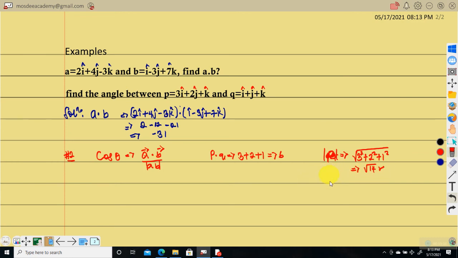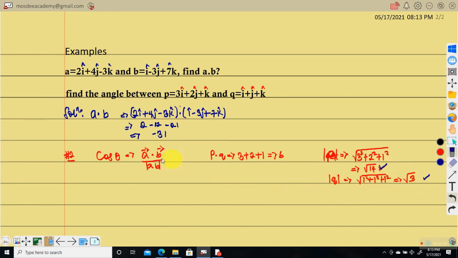We also do the same thing for the magnitude of Q, which we all know to be the square root of, and all the coefficients of that one are 1, 1, 1. We have square root of 1 squared plus 1 squared plus 1 squared, which is going to give us square root of 3. So my dear students, all the values that are needed are now provided.